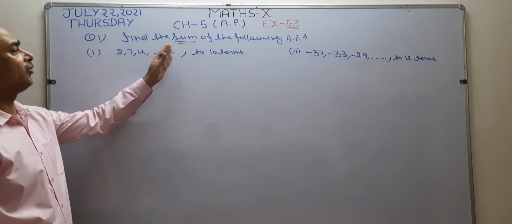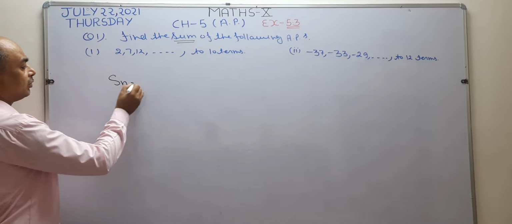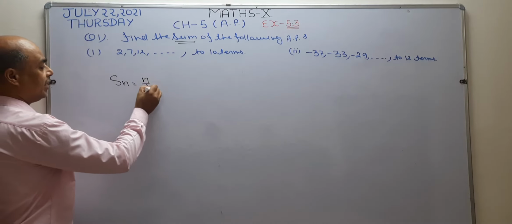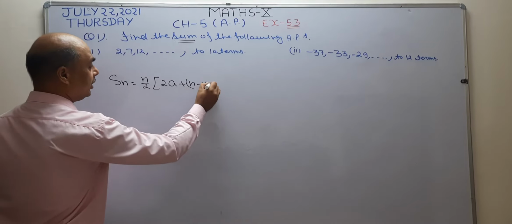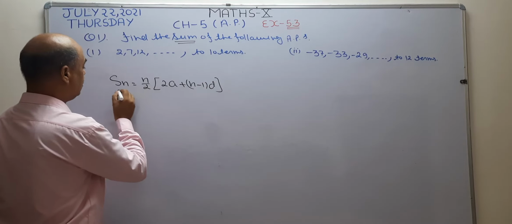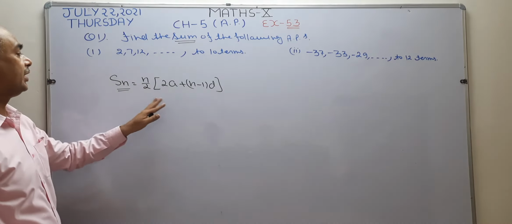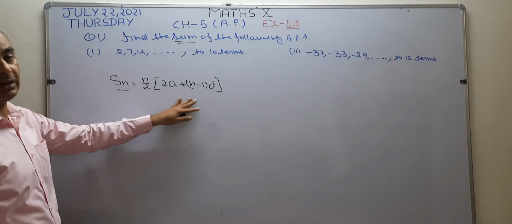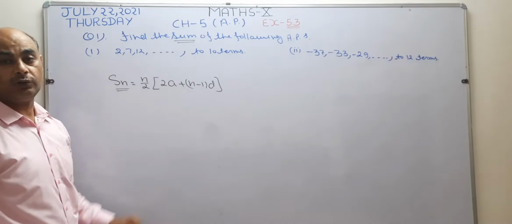To find the sum of n terms, I want to use the formula Sn. The formula is n by 2, 2a plus n minus 1 into d. This formula is known as the sum of n terms of AP. When we are going to find the sum of n terms of AP, the formula we use is n by 2, 2a plus n minus 1 into d.